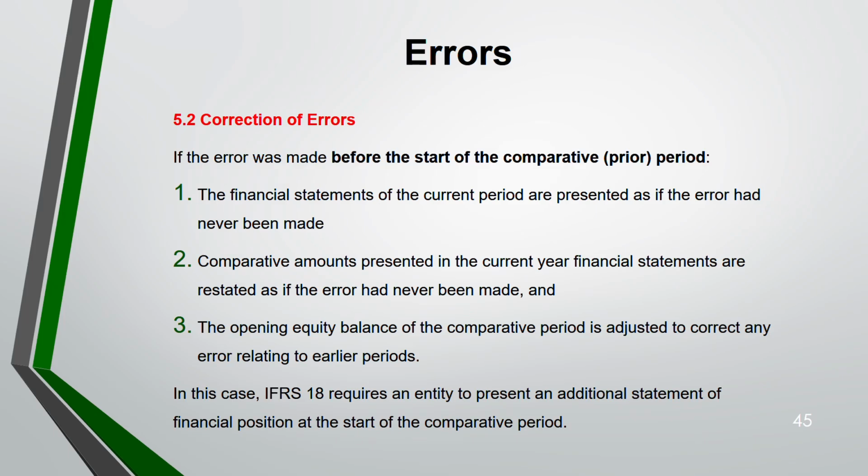Now, in this case, IFRS 18 is requiring an entity to present an additional statement of financial position at the start of the comparative period. We already had those three. That's why we had 31st December 2005 also. That is the start of the comparative period. So 2005, 2006, 2007.